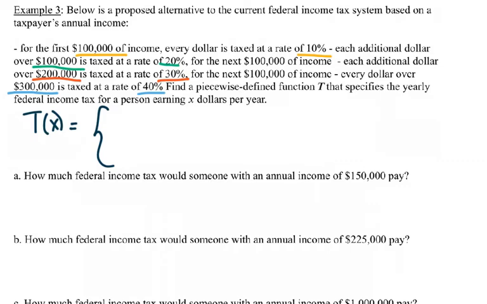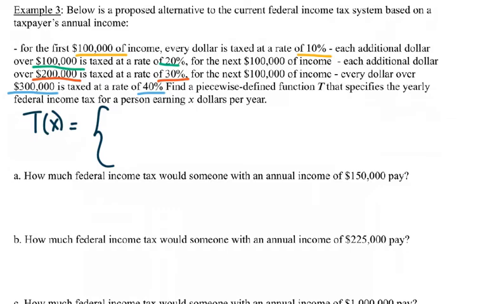For federal income tax for a person earning x dollars, so x represents dollars. I want you to see if you can write this function, and we'll see what happens. Pause the video and try it in 1, 2, 3. This one's kind of challenging, so if you messed up a little bit, we'll talk about it.